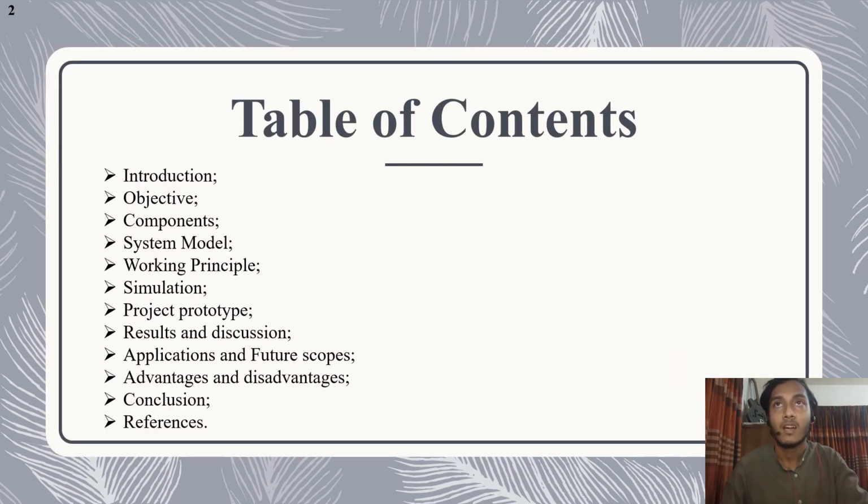So this slide is about the table of contents. Basically we have divided the project into different contents to understand the project. First, it is introduction of the project, the objectives of this project, components that we have used in this project, the system model of the line follower robot, the working principle of this project, and the simulations of the project, the project's prototype, result and discussions, applications, and what are the future scopes of this project, the advantages and disadvantages of the line follower robots, the conclusion of the project, and lastly the references.